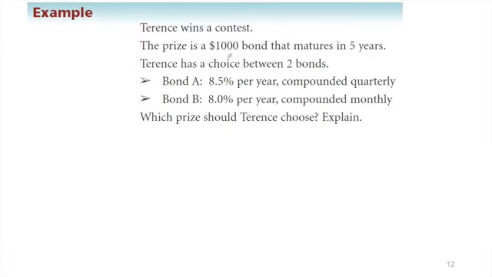One more example using these formulas and these different compounding periods: Terrence wins a contest. The prize is a $1,000 bond that matures in 5 years, but he has a choice of 2 bonds, with 2 different interest rates and 2 different compounding periods, and we want to choose which prize he should choose. Obviously, we want the one that makes us more money.